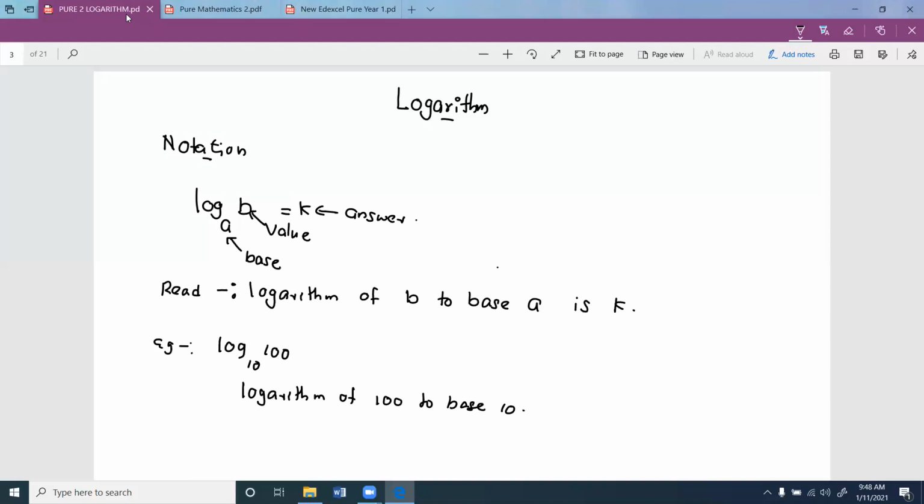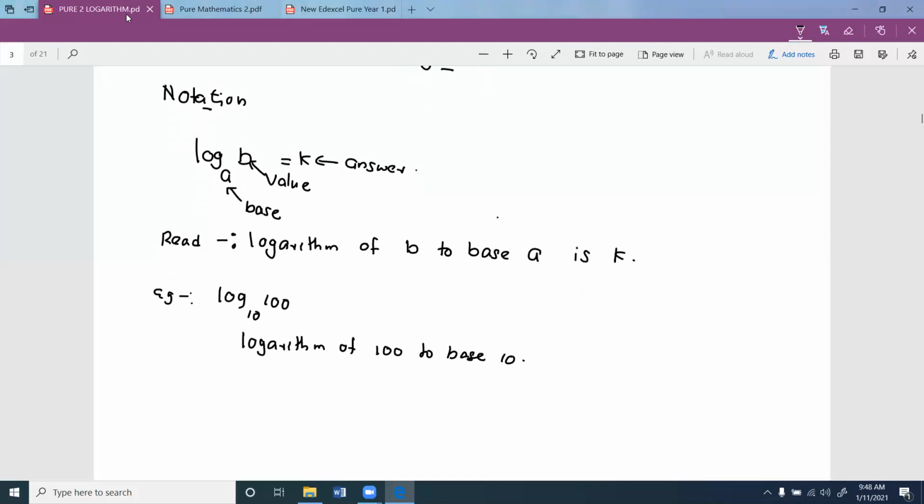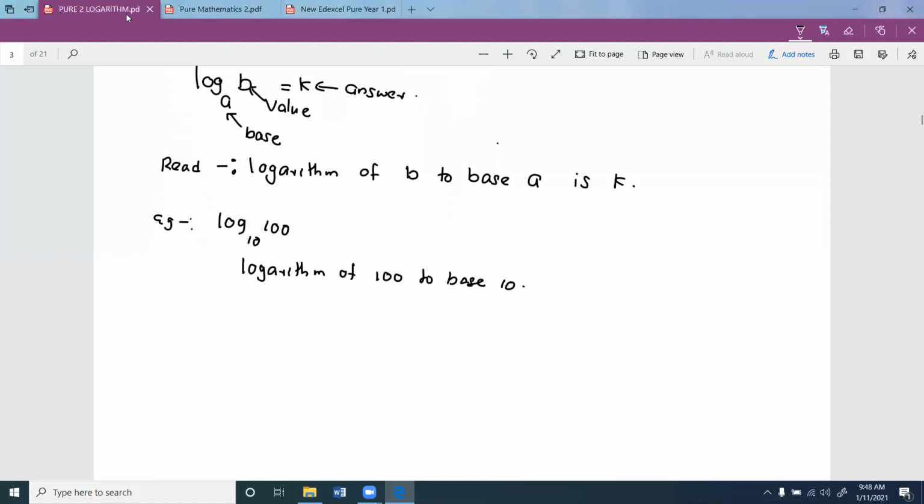Okay, but we need to understand what you mean by this concept. So what do you mean by this? You have to understand log 10 100. What would be the answer? We need to understand what you mean by logarithm of 100 to base 10. The physical meaning is, 100 is which power of 10? Now tell me, 100 is which power of 10, Pute?